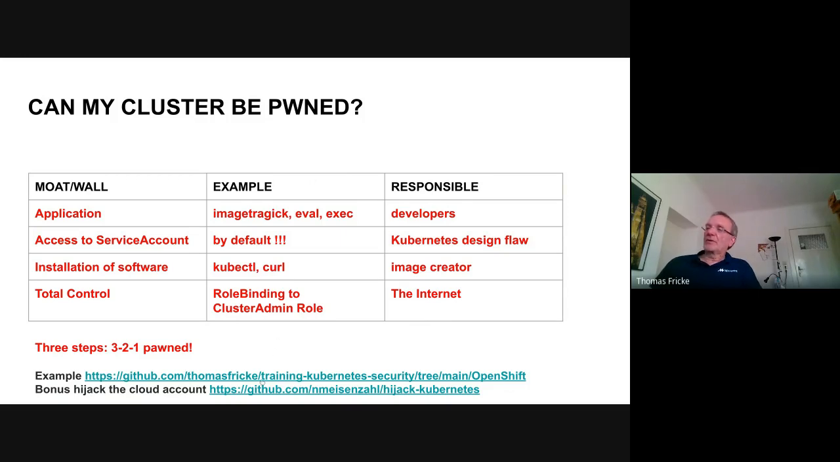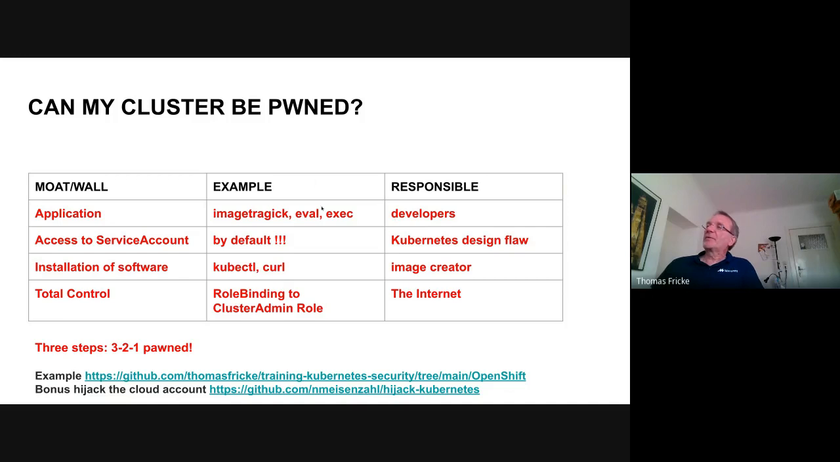And it's all described in this OpenShift hack. It's on GitHub in Jupyter Notebooks. This is the way I do my trainings normally. And here you can have all this. It starts with a vulnerable application. So here I use ImageTragick. I could also have used Log4j, but ImageTragick is more, let's say, direct. And for Log4Shell, you need a more sophisticated setup.